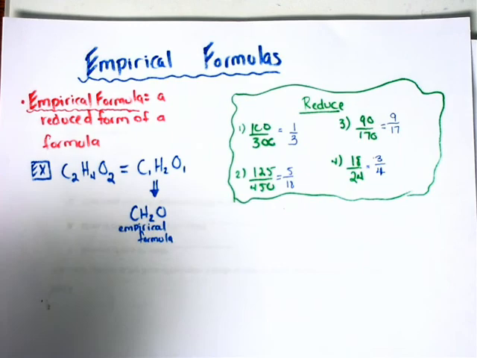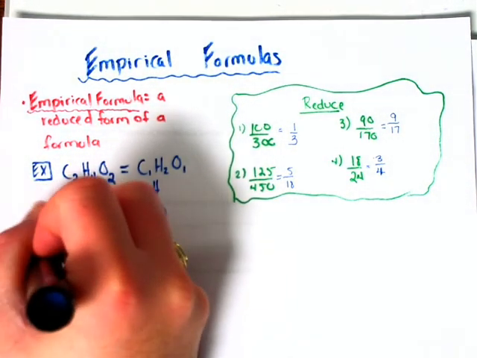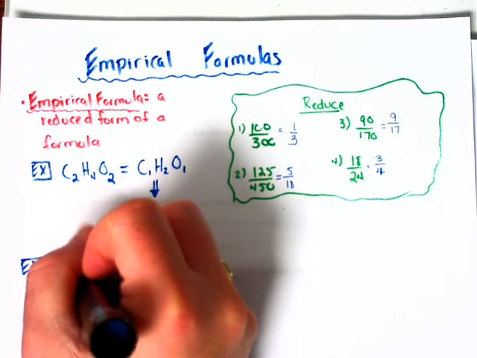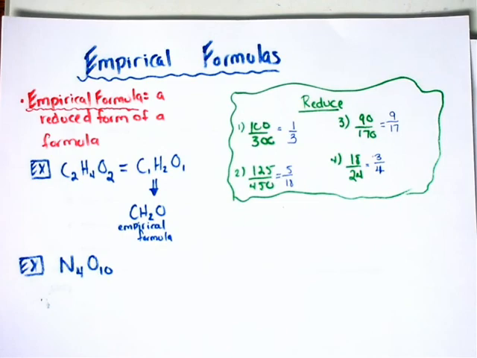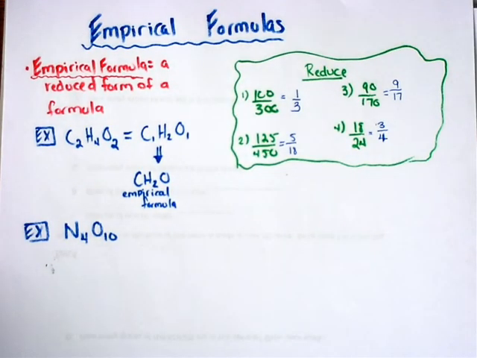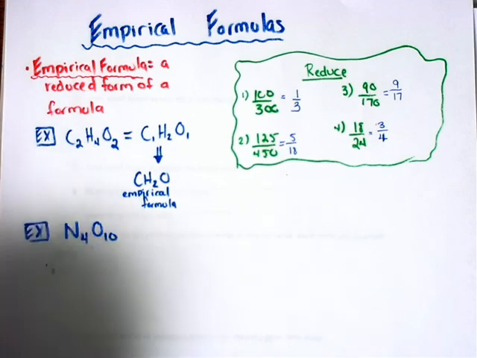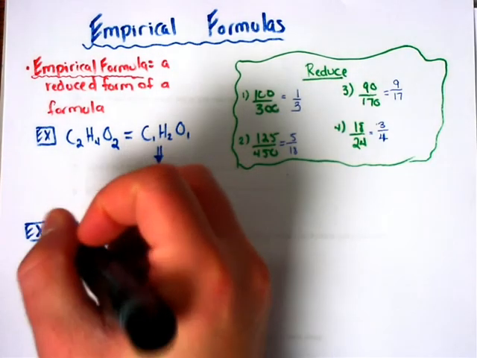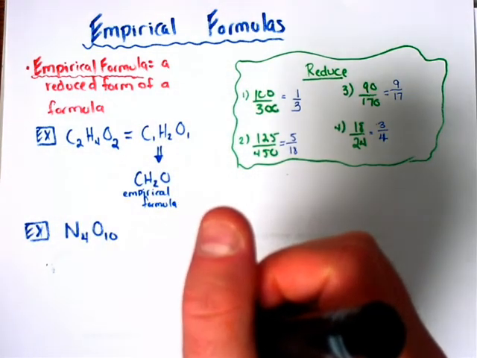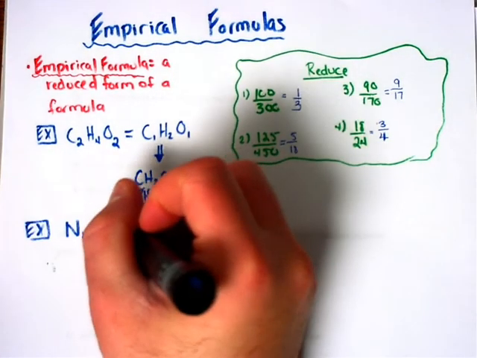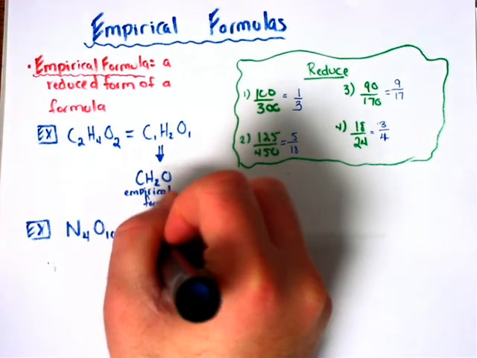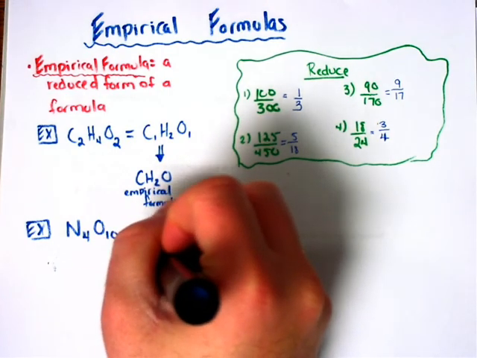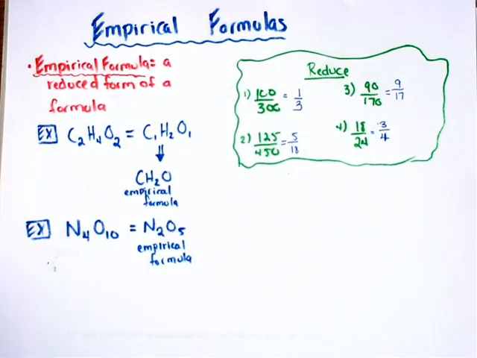Good. Or we could look at another example. N4O10. And I'll let you real quick come up with the empirical formula for that one. So find me the empirical formula of this compound. Okay, so on this problem, I think the way that we would have solved it is we would take N4O10, find that, what's our common factor here? 2. So this would become N2O5, and that of course would represent my empirical formula. What do we think? Good?